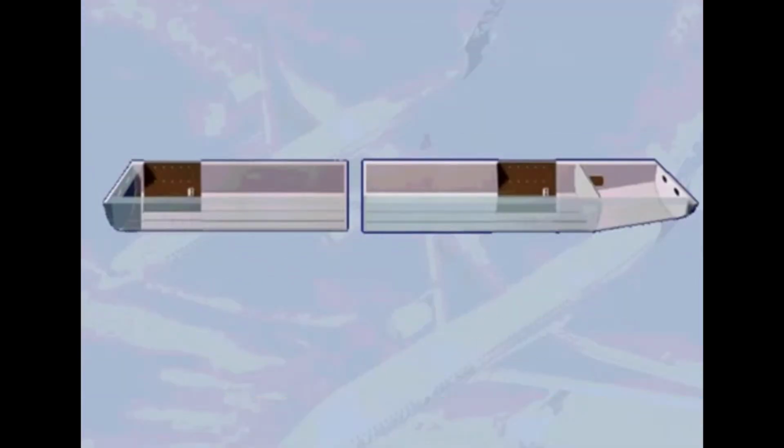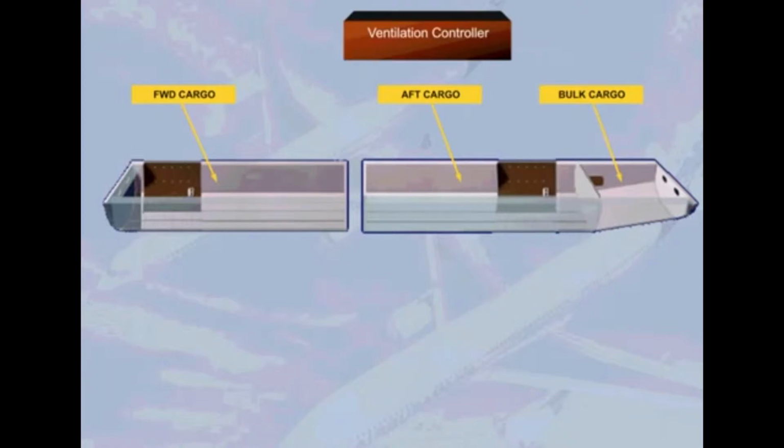The long range has 3 individual cargo compartments: forward, aft, and bulk. The ventilation and heating system to these compartments is controlled by the same computer, called the ventilation controller, which has 2 channels. Channel 1 is active and channel 2 is a backup. Let's start with the bulk cargo compartment.